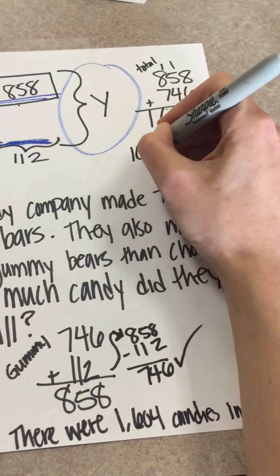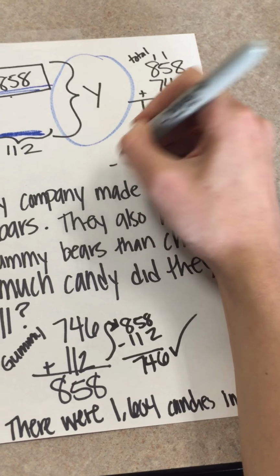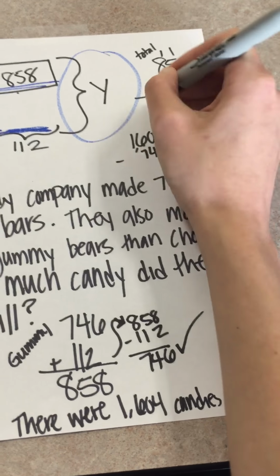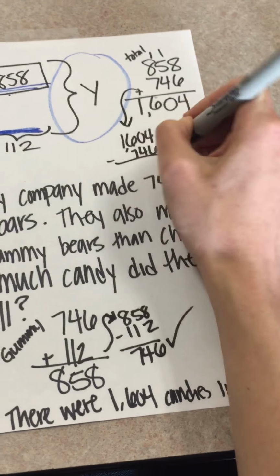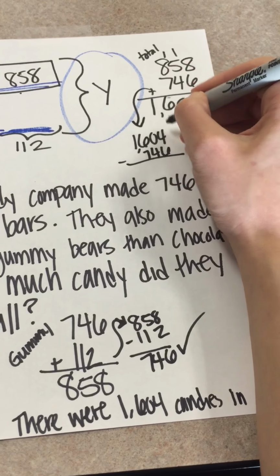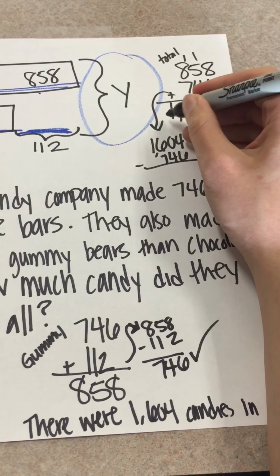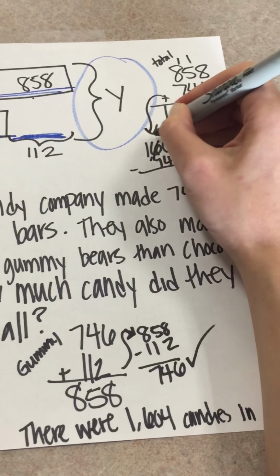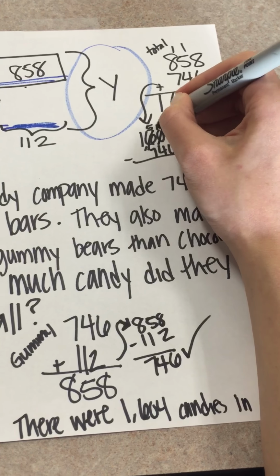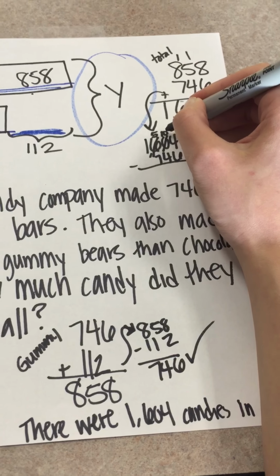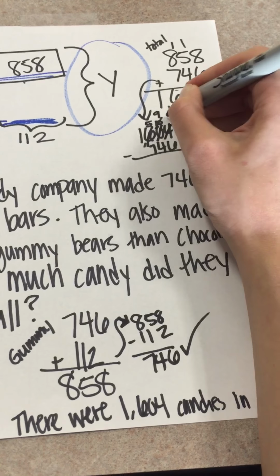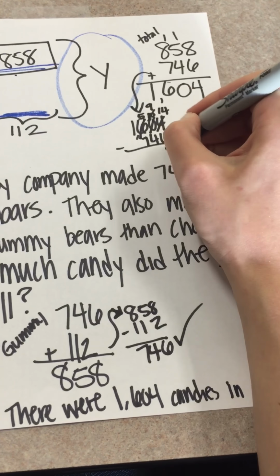Let's try this one. 1,604 minus 746. I should get 858. Can't do 4 minus 6, so I'm going to borrow from the tens. Uh-oh, can't borrow from the tens, so I'm going to go over to the hundreds. This will become 5. This will become 10. Now can I borrow from the tens? Yes. This becomes 9. This becomes 14. 14 minus 6 is 8.